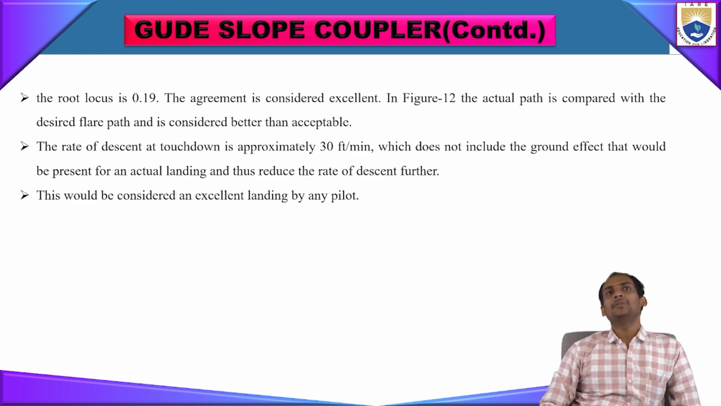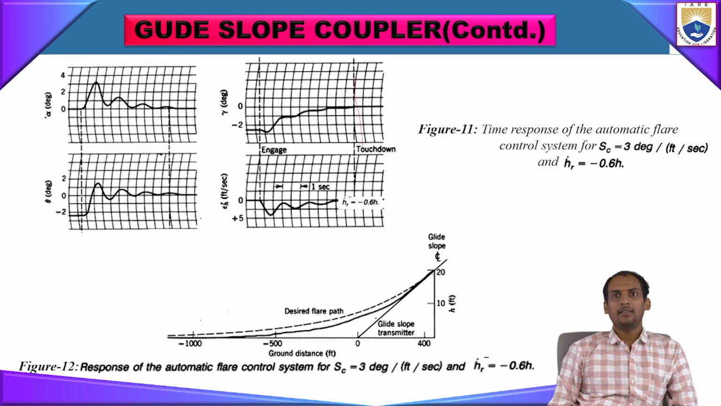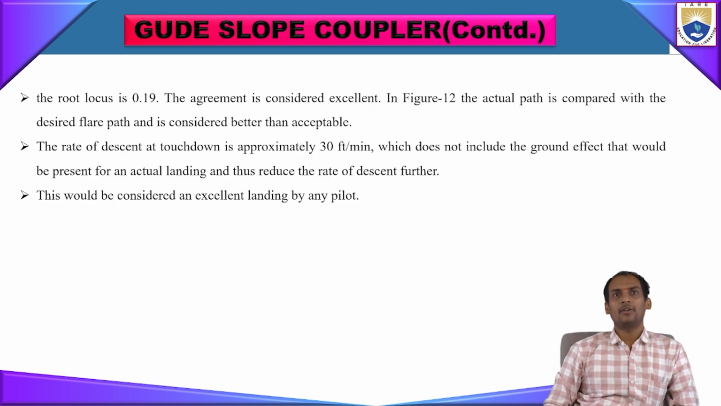So here you see that the root locus plot is 0.9, so that agreement is considered excellent. In the figure, the actual path is compared to the desired flare path. That means the actual path and the desired flare path are almost the same, and the rate of descent at touchdown is approximately 30 feet per second. This does not include the ground effect that would be present for an actual landing, and thus reduces the rate of descent further.